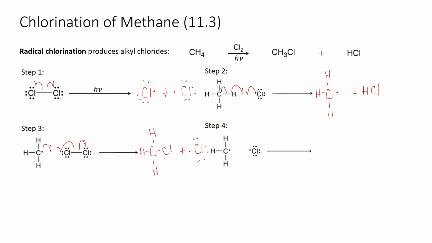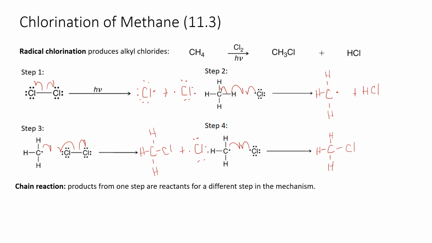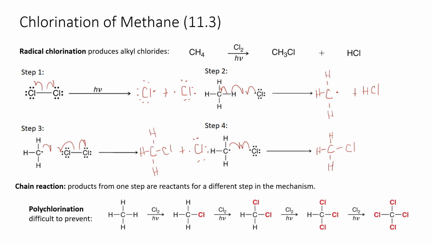And then we can have that termination step. So remember, that termination step is where the two radicals couple. And so now, again, we have our product where we formed a carbon-chlorine bond. So basically, this is the mechanism by which you can make an alkyl chloride. So chain reactions mean products from one step are reactants for a different step in the mechanism.